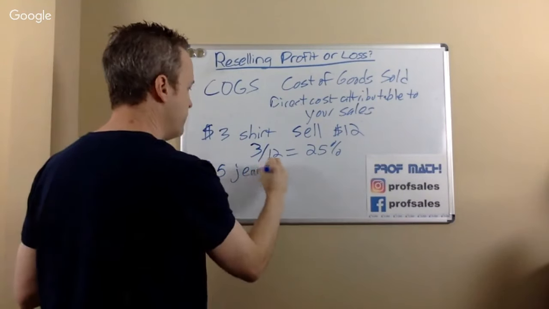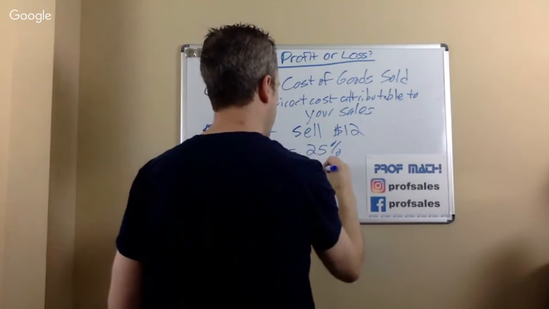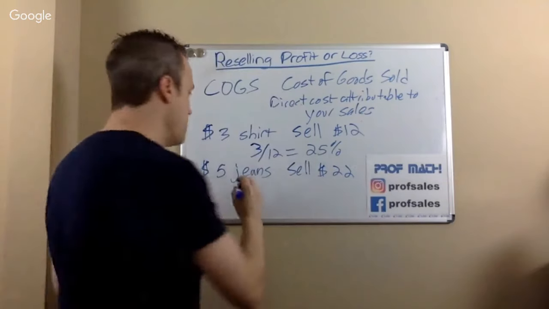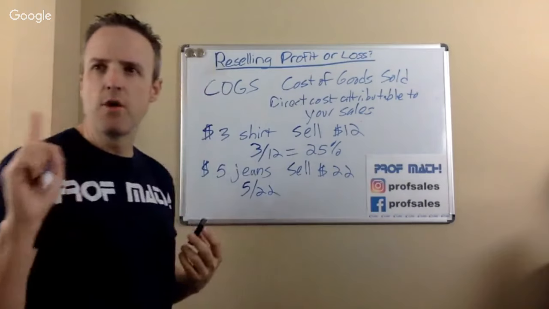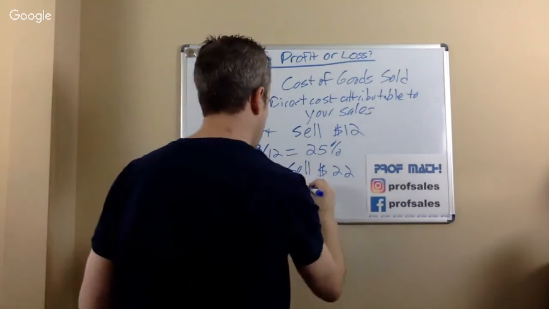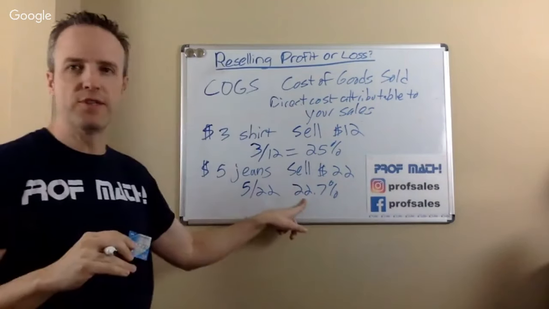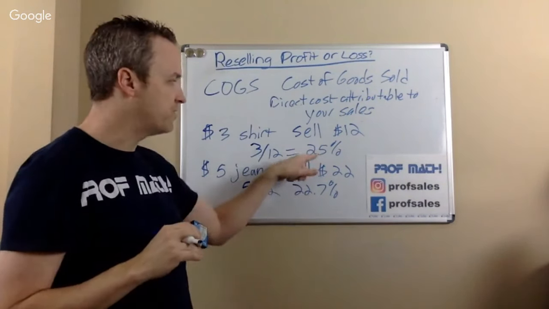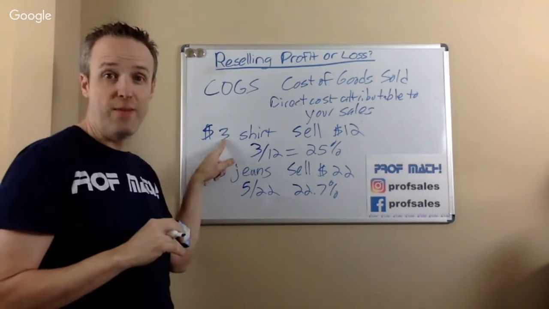And we'll say we bought these for $5. And we'll say we sell them for 22, right? If we divide 5 by 22, we get 22.7%. So it cost us 2.3% less for the jeans, even though they cost more than the shirt.